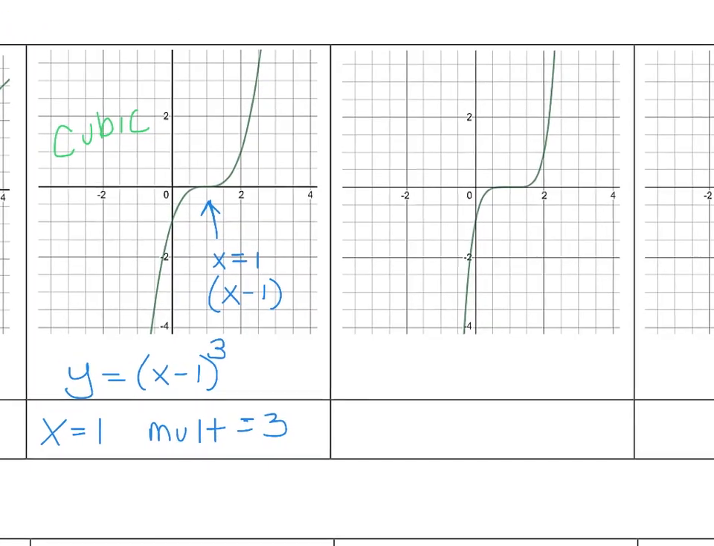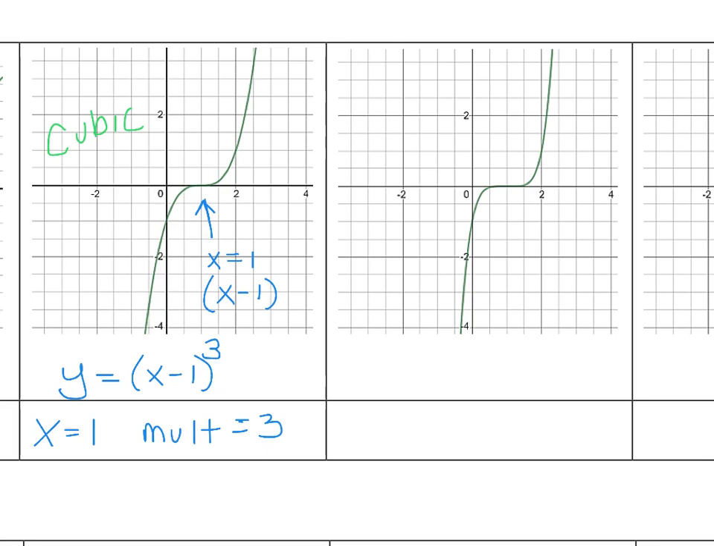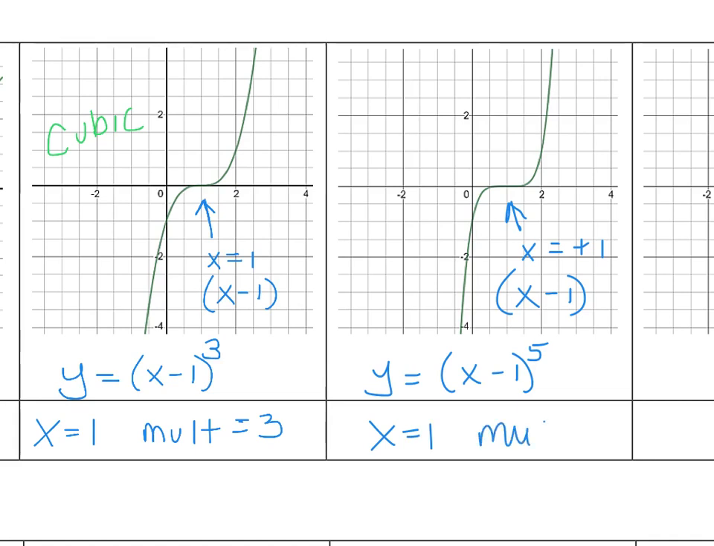And stepping up to the next odd number here, we've got more flattening. Again, our x-intercept is at positive 1, so that's a factor of x minus 1. And what's causing that increasing flattened appearance is a higher multiplicity. In this case, it's a multiplicity of 5, so we have x equals 1 as an intercept with a multiplicity of 5. And we call this quintic.